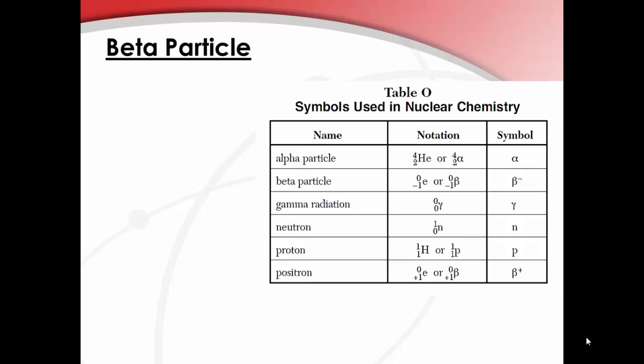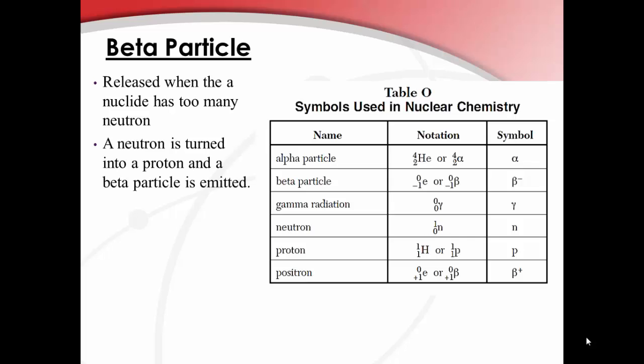Beta particles are high-energy electrons that are emitted from an unstable nucleus. You may be wondering how an electron got into the nucleus of an atom. In fact, electrons do not exist by themselves within the nucleus. However, they are emitted when a neutron splits into a proton and an electron.